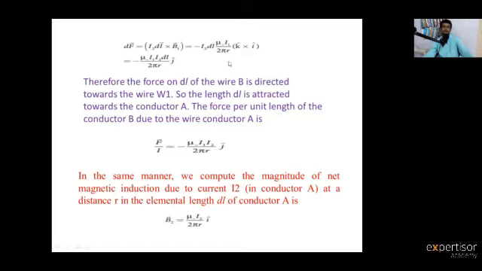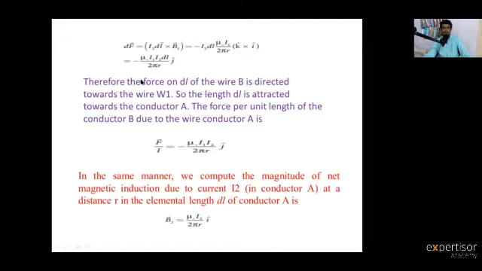So after that, we get the relation dF equals minus mu naught I1 I2 dl divided by 2 pi r into j cap. Therefore, the force on dl of the wire B is directed towards the wire W1. So the length dl is attracted towards the conductor A, the force per unit length of the conductor B due to the conductor A.